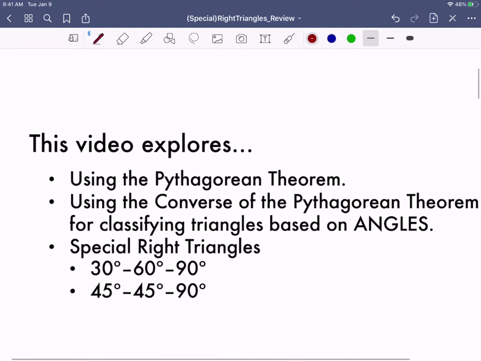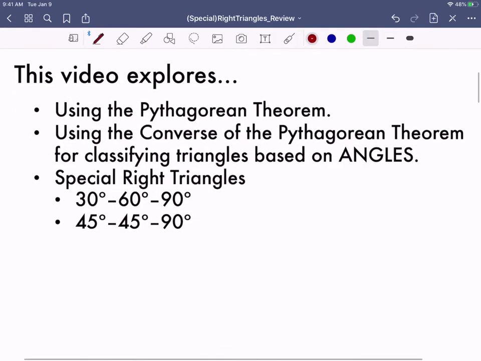So what we're going to be exploring here would be using the Pythagorean theorem, good old a squared plus b squared equals c squared, using the converse of the Pythagorean theorem for classifying triangles based on angles, and special right triangles, the 30, 60, 90 and the 45, 45, 90 triangles.